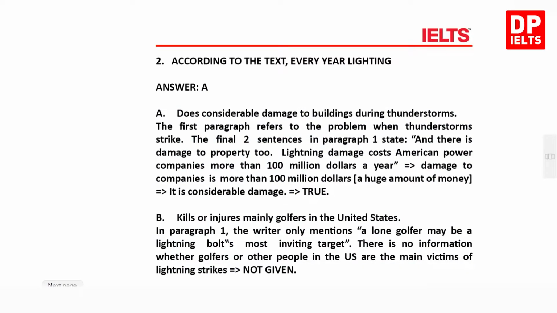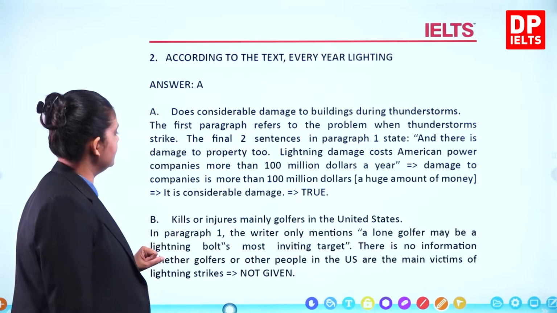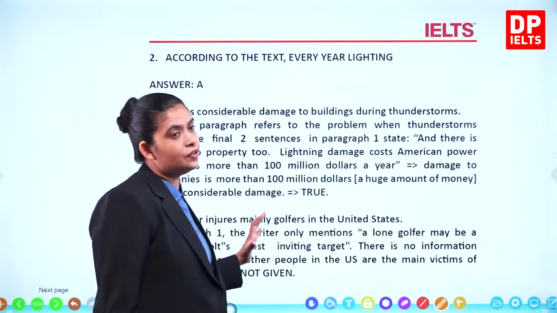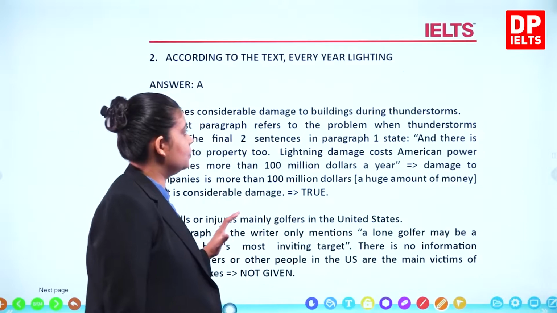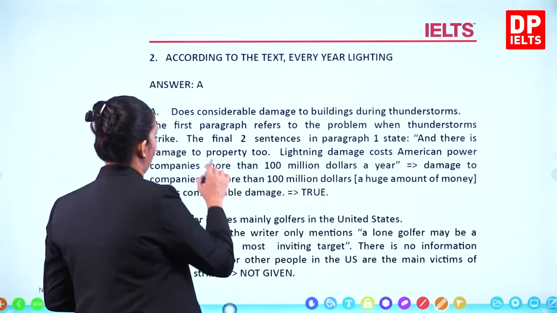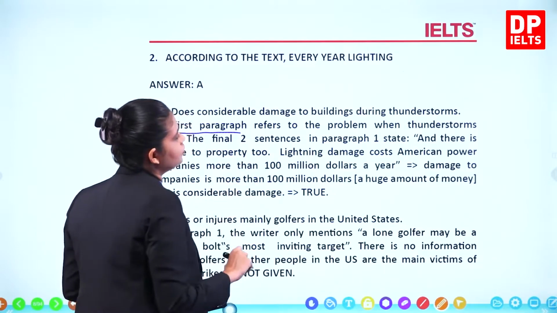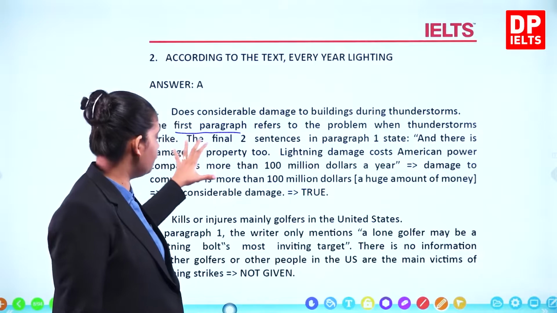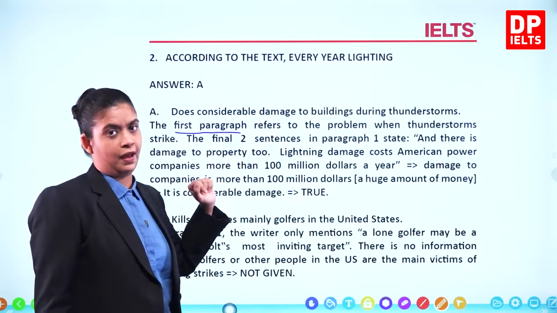Question number 2. According to the text, every year lightning, the answer is A. Let's have a look at why that is the answer. So, it does considerable damage to buildings during thunderstorms. If you go to the first para, it refers to the problem when thunderstorms strike. The final two sentences in para 1.